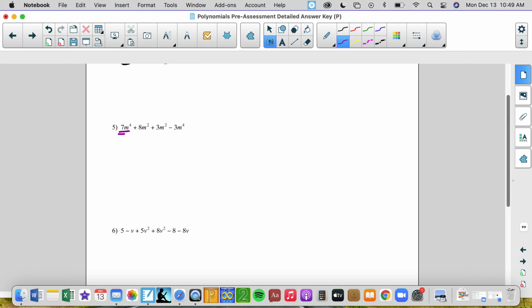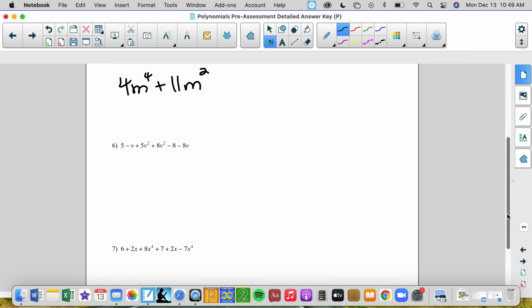We have m to the fourth, m to the fourth. We have m squared and m squared. 7 and negative 3 makes 4m to the fourth. Positive 8, positive 3 makes positive 11m squared. Number 6, let's find its likes. That's a constant. That's a constant.